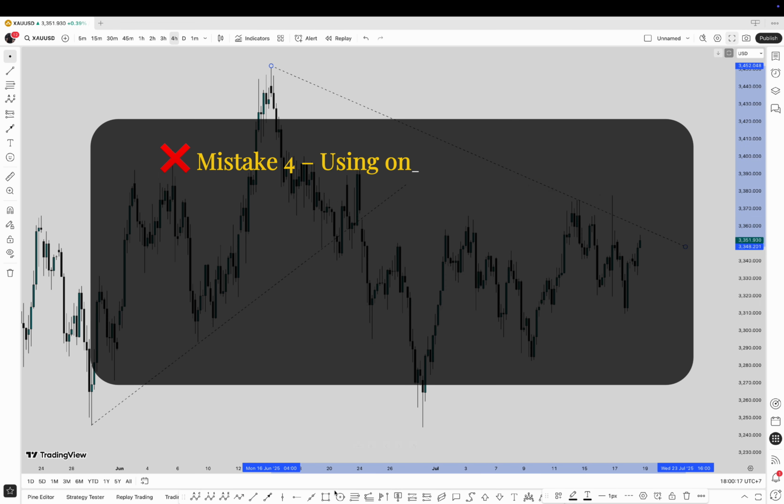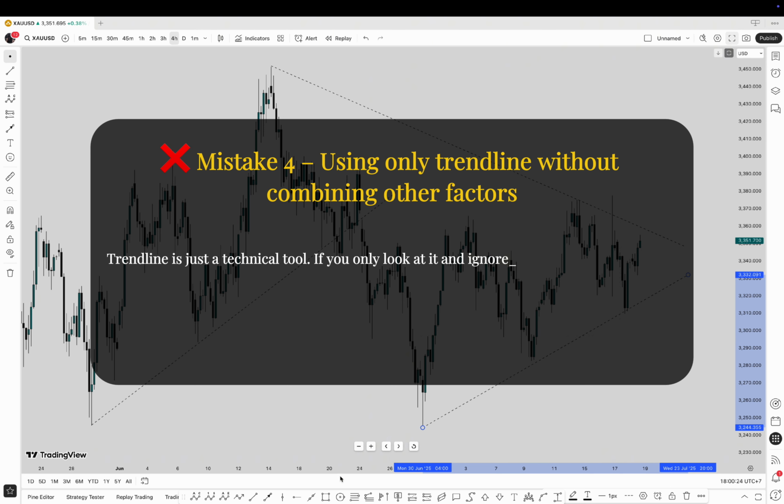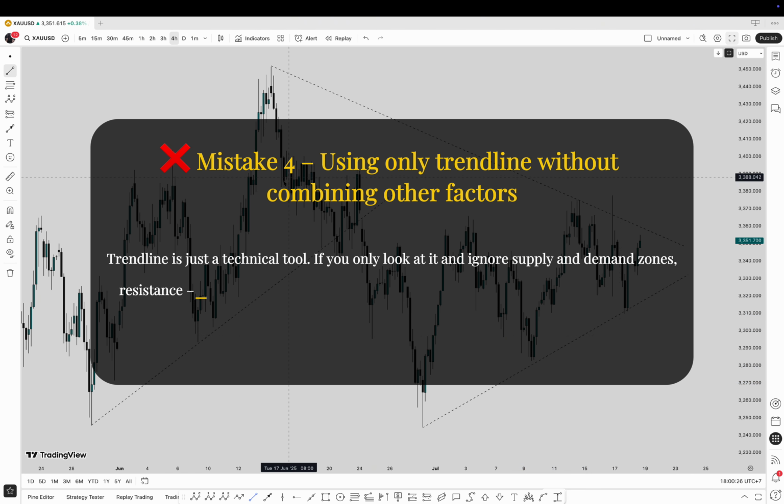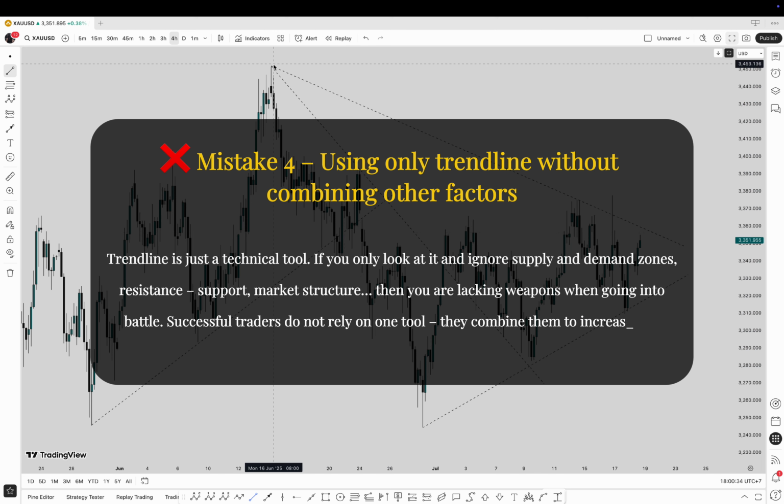Mistake 4. Using only trend line without combining other factors. Trend line is just a technical tool. If you only look at it and ignore supply and demand zones, resistance and support, market structure, then you are lacking weapons when going into battle. Successful traders do not rely on one tool. They combine them to increase the probability of winning.